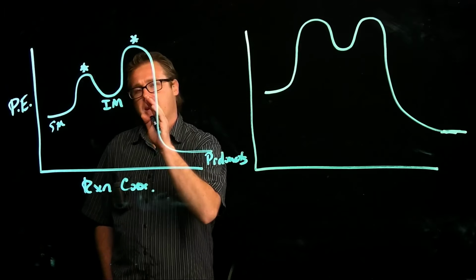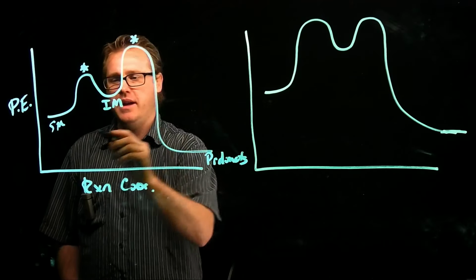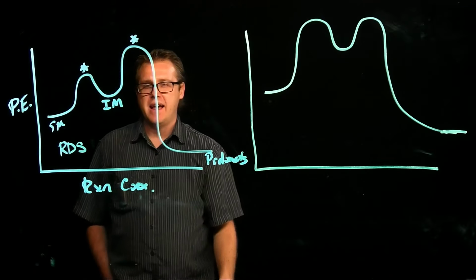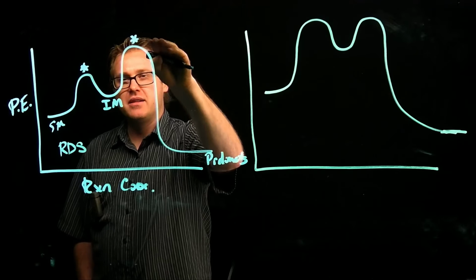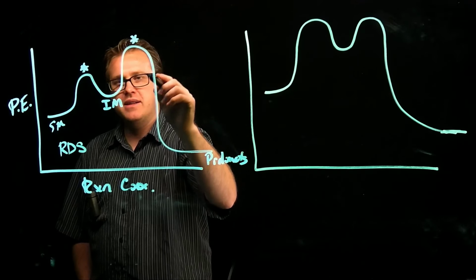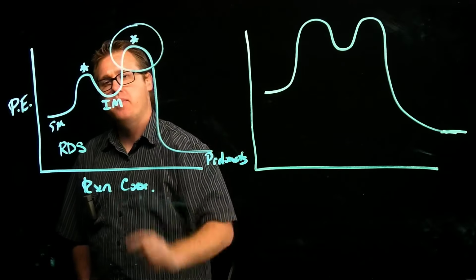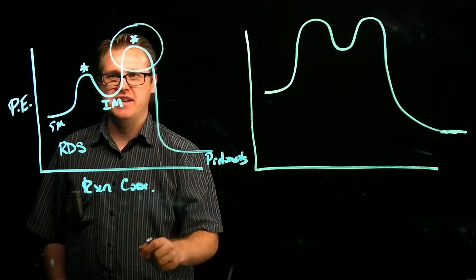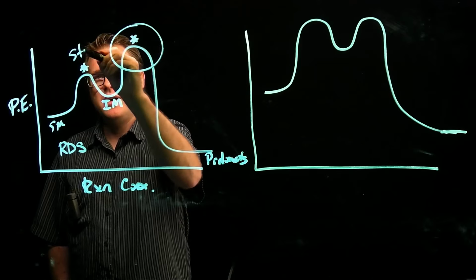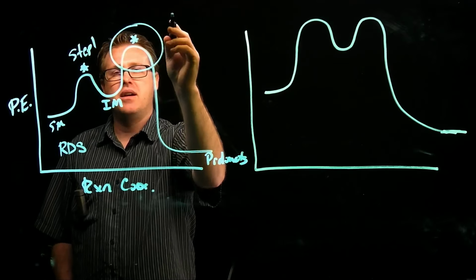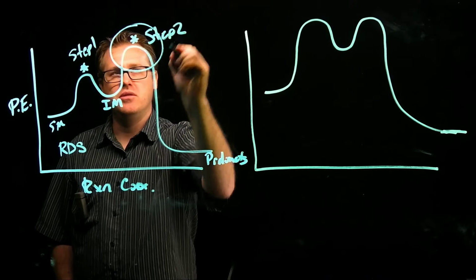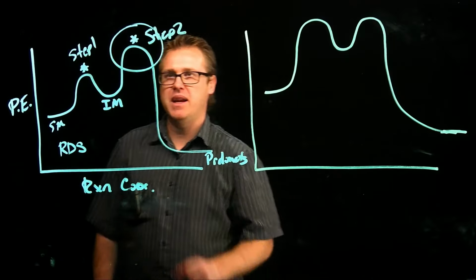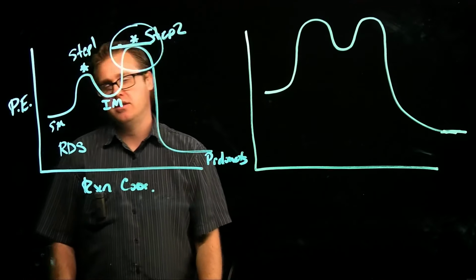Which is the rate determining step? Remember how I said that it's the tallest peak? So the rate determining step would be this one. And what step is that? Well, count how many transition states there are. This would be step 1, and this is the second transition state, so that would be step 2. So it is step 2 that is the rate determining step because it has the tallest peak.